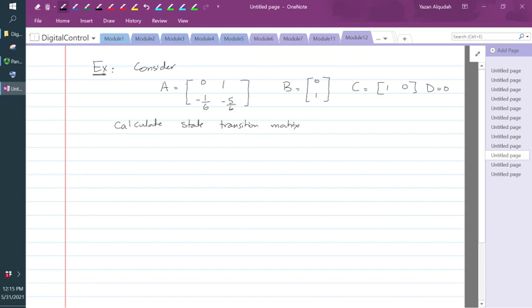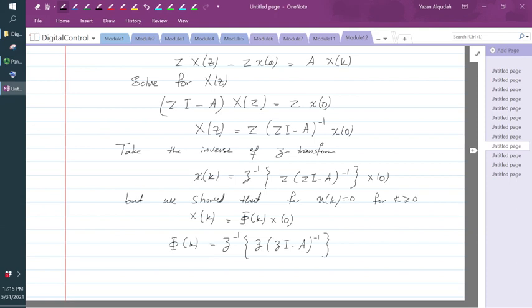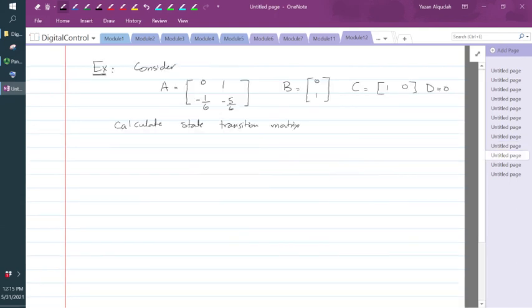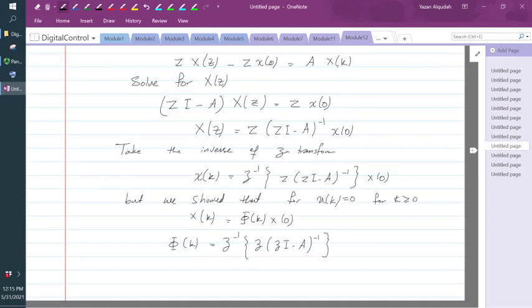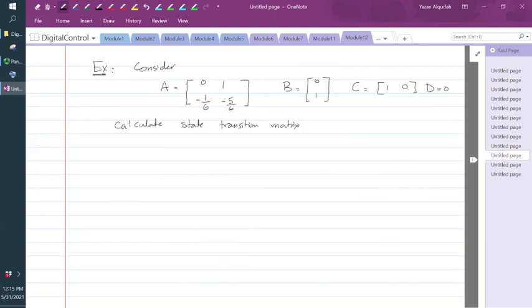Okay, so to calculate the state transition matrix from the formula that we have here, we're going to calculate phi of k equal to the inverse z transform of z multiplied by (zI minus A) inverse. And therefore, the first thing we're going to do is calculate phi of z. This is phi of k, and phi of z is equal to z multiplied by (zI minus A) inverse. What is this equal to?